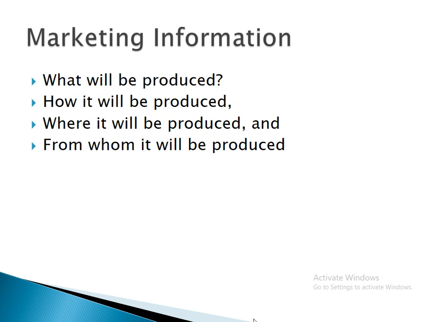So what is marketing information? The elements of marketing information are like: first, marketing involves four distinct phases. These phases are selection, then assembly, then production and distribution. These phases, selection, assembly, production and distribution, correspond to the four primary questions of economic geography. These four questions are displayed on the screen. What will be produced, how it will be produced, where it will be produced, and from whom it will be produced.